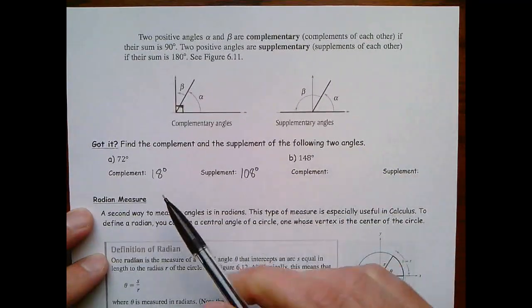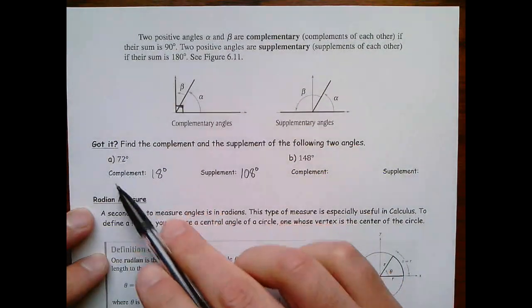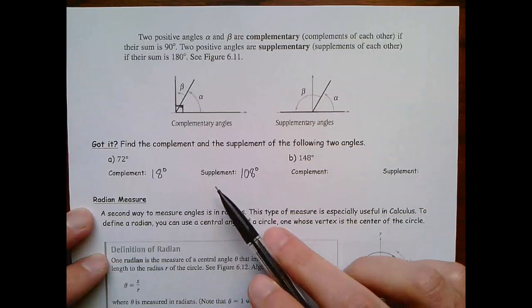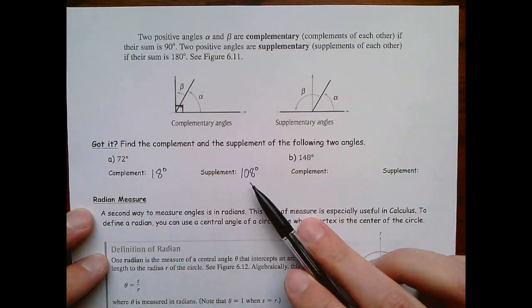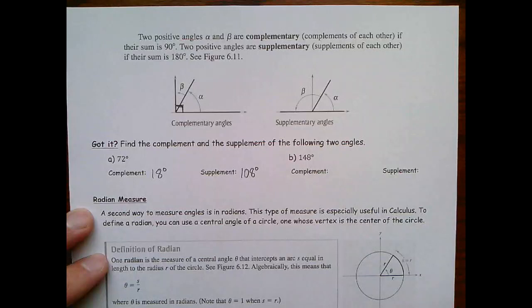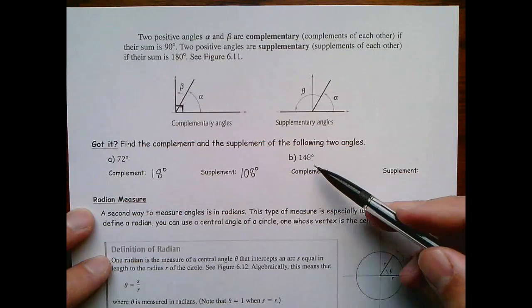Again, just double checking. If I take 72 and add 18, that's going to give me 90. That's the complement. If I take 72 and add 108, that's going to be 180. That's the supplement. How about the complement? Can I find a complement for 148?